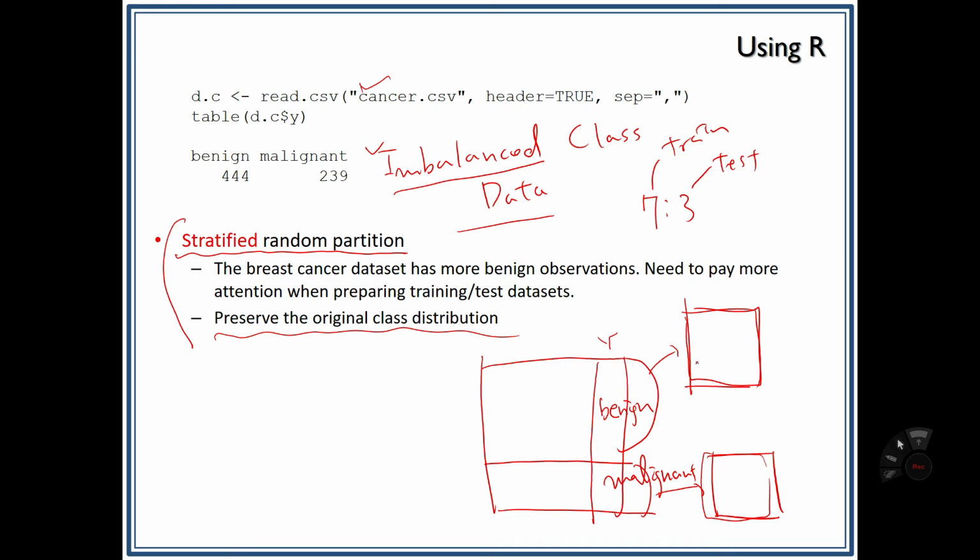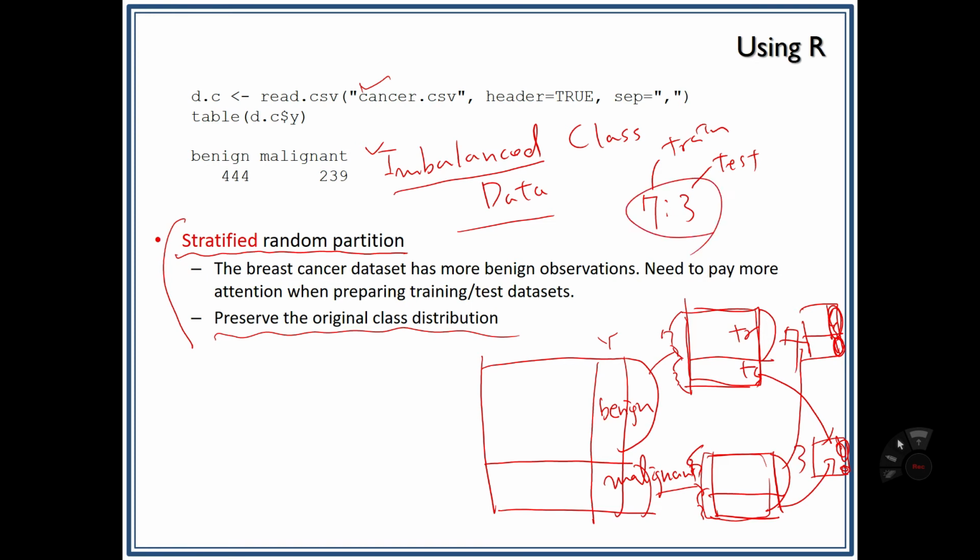Then we randomly divide into two parts for training and for testing. In the same way, we divide into two parts so that the ratio becomes 7 to 3. And we concatenate these two parts into a training set, right? Then here we have both benign and malignant observations. Do you understand this way? Then the ratio becomes 7 to 3.